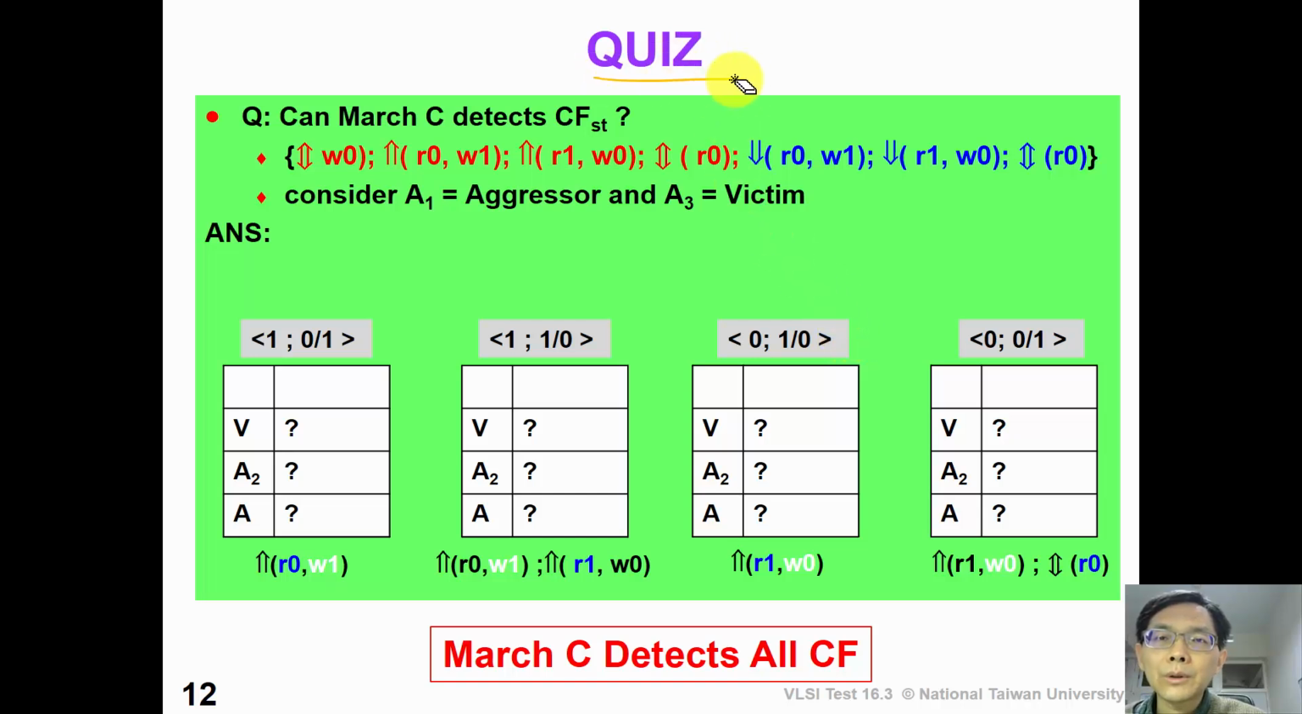Now it's time for you to have a quiz. We already showed that March C detects inversion coupling faults and idempotent coupling faults. How about the state coupling fault? In this quiz, please consider A1 is the aggressor and A3 is the victim. For case 1, we consider that when the aggressor is 1, the victim is forced to 1. Case 2 means that when the aggressor is 1, the victim is forced to 0. The third and fourth cases are similar. So now please pause the video and fill in the question marks.